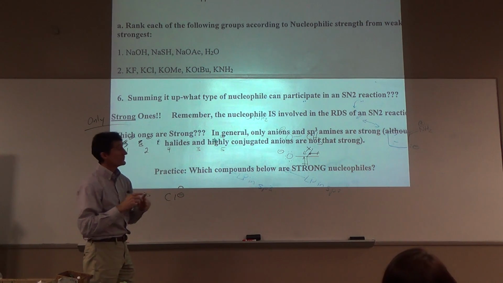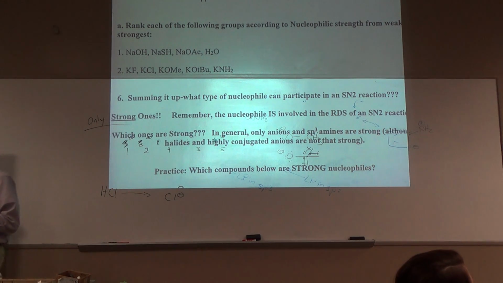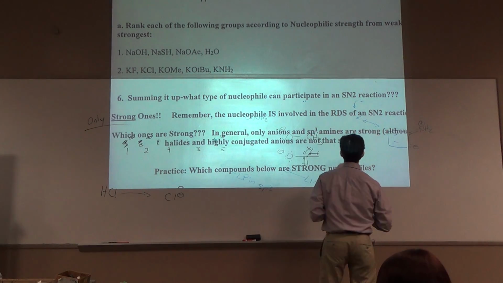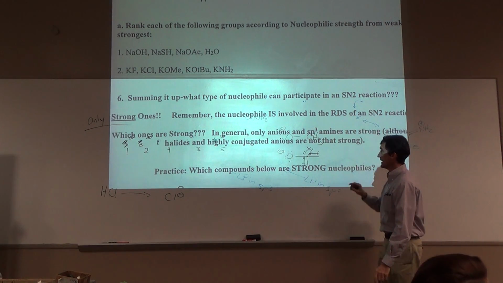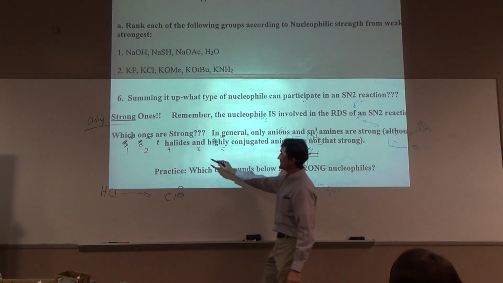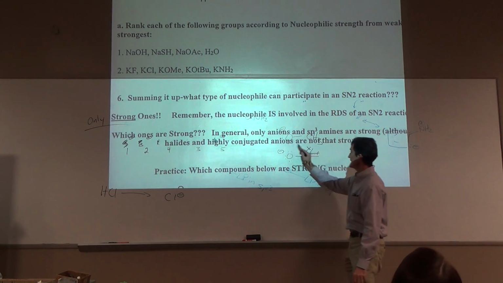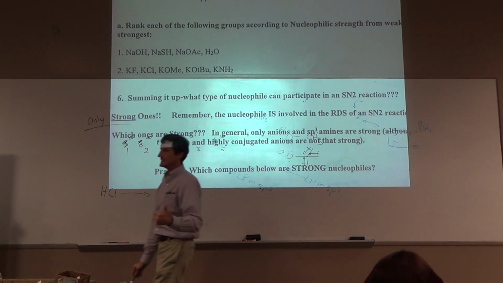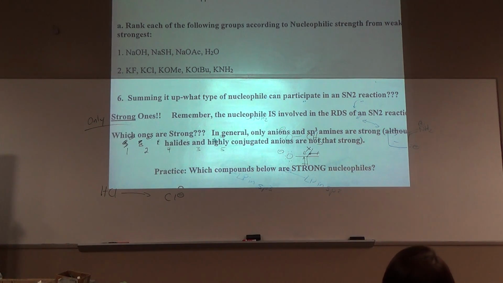In general, which are your strong ones? Just like bases. What were your strong bases? Anions, sp3 nitrogen, sometimes sp2 nitrogen. Same thing for nucleophiles. What are your strong nucleophiles? Anions, sp3 nitrogens. But you got to keep this in mind. Your halides and your highly conjugated anions are not that strong. I mean, an F minus is not that strong of a nucleophile. And acetate is not that strong of a nucleophile.